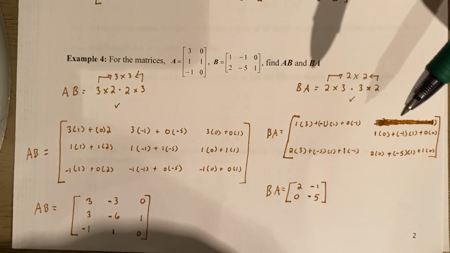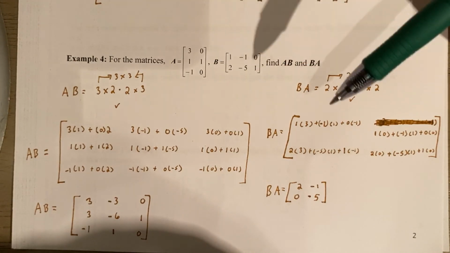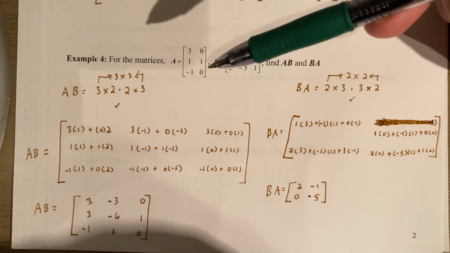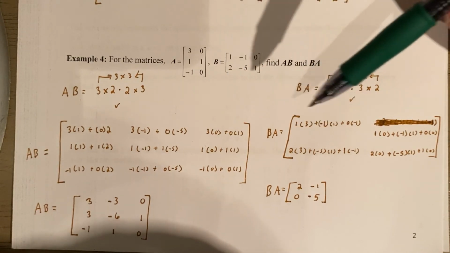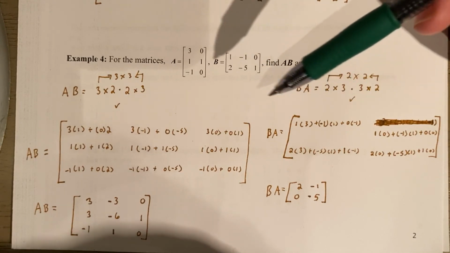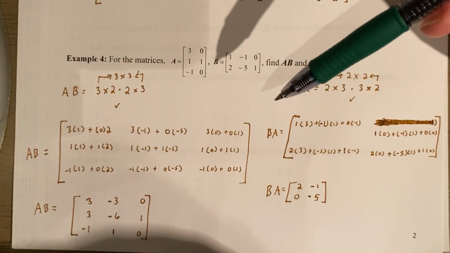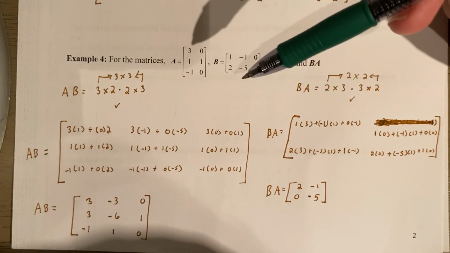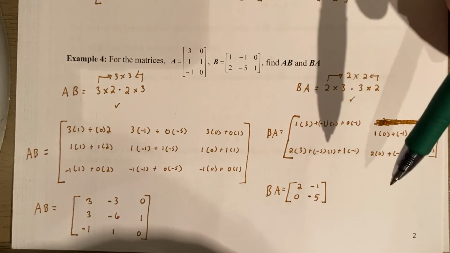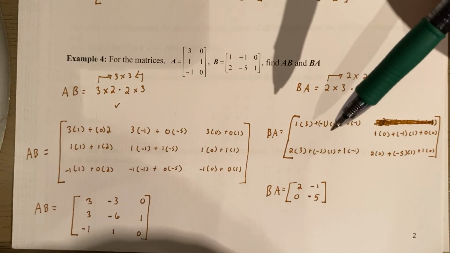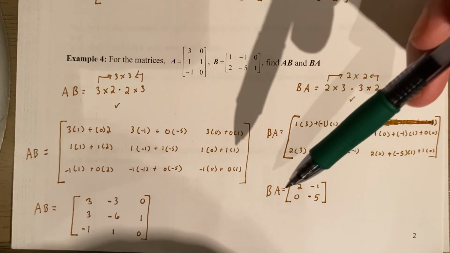And then for the second element of the first row, I'm going to take this row times the second column: 1 times 0, -1 times 1, 0 times 0. And I'm finished with that row. Then I move on to the second row of B and multiply it by every column: the second row of B times the first column of A, and the second row of B times the second column of A. You add each product up, and you get for B times A 2, -1, 0, -5.